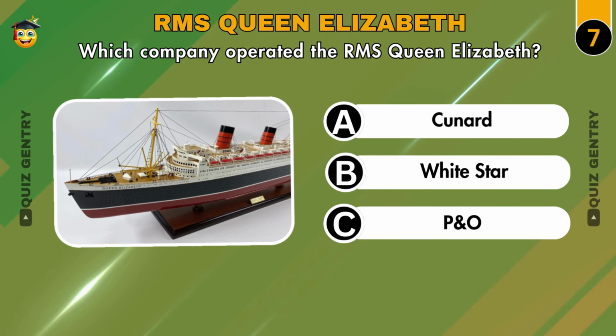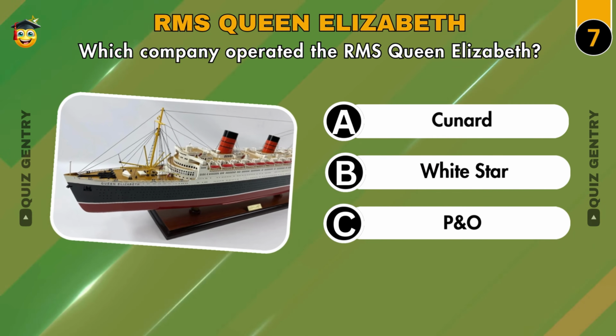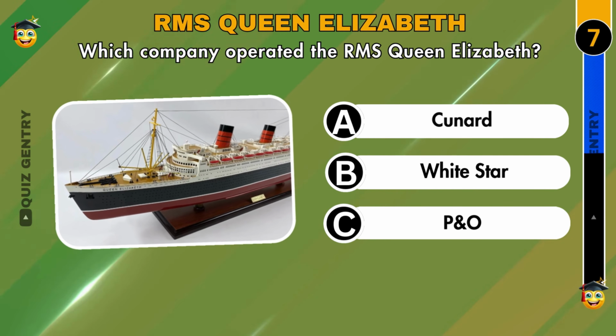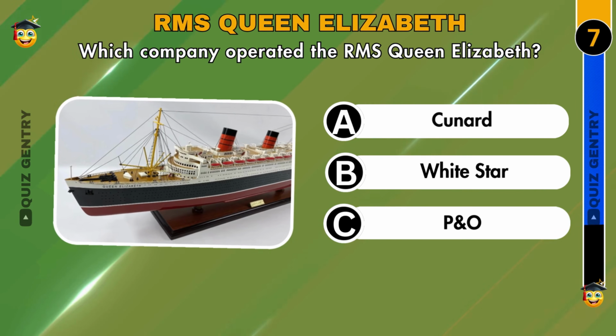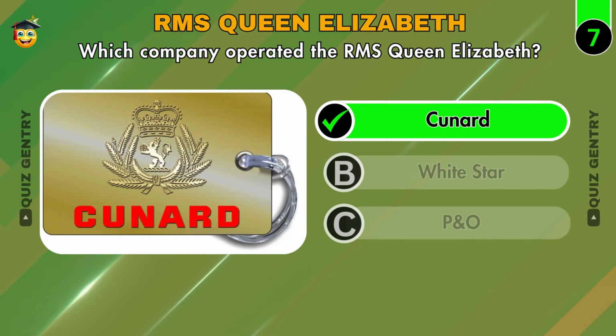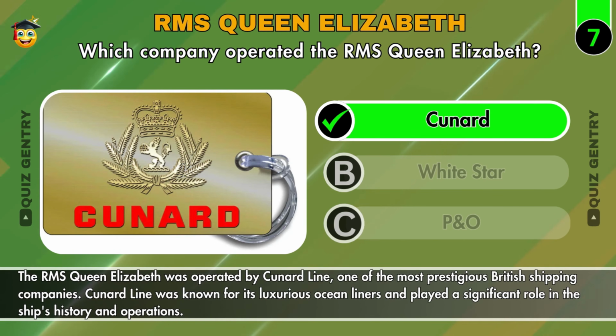Which company operated the RMS Queen Elizabeth? Cunard is in the options, so is White Star and P&O. Cunard is correct. The RMS Queen Elizabeth was operated by Cunard Line, one of the most prestigious British shipping companies. Cunard Line was known for its luxurious ocean liners and played a significant role in the ship's history and operations.